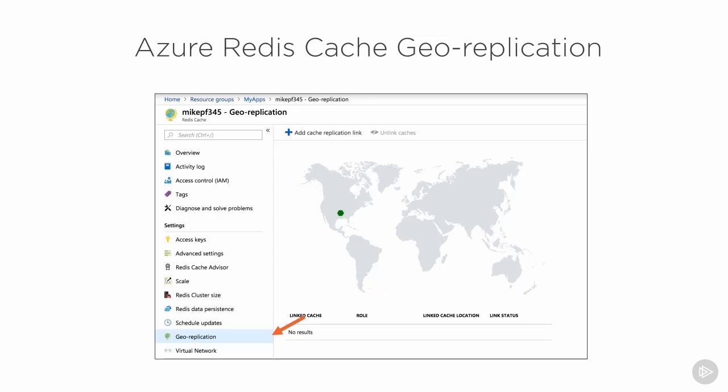So keep this service and these capabilities in mind if you think you might need to implement an Azure Redis Cache in your highly available application architectures. Next up, let's take a look at Azure Service Bus and our capabilities there to make it highly available.